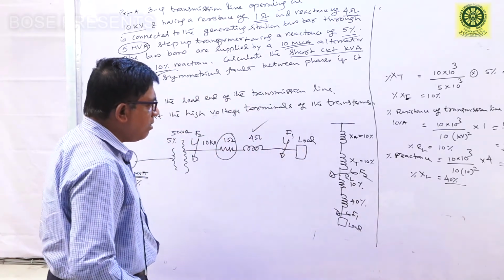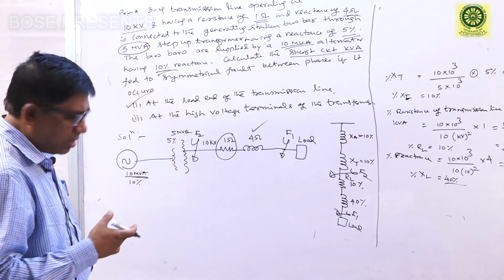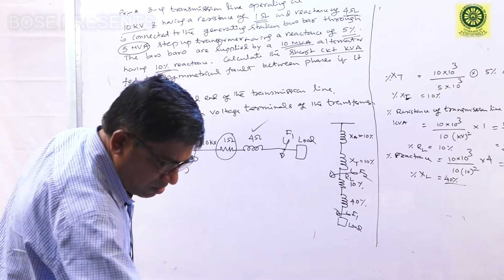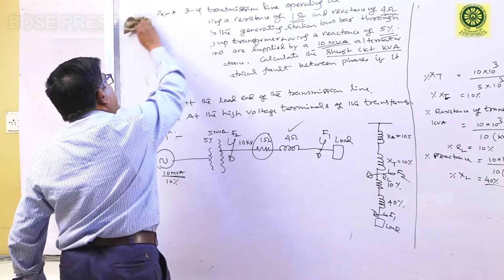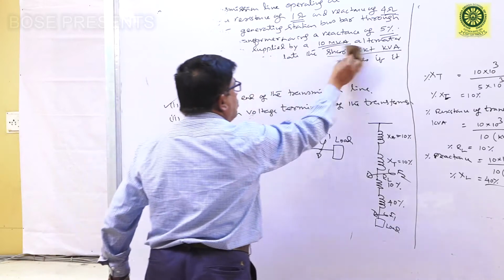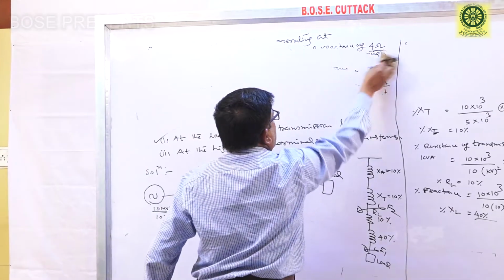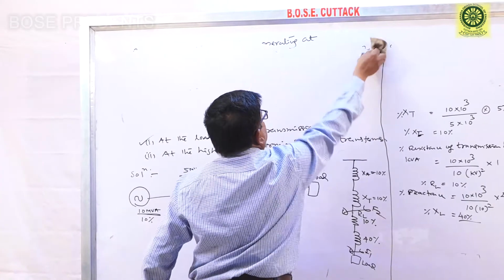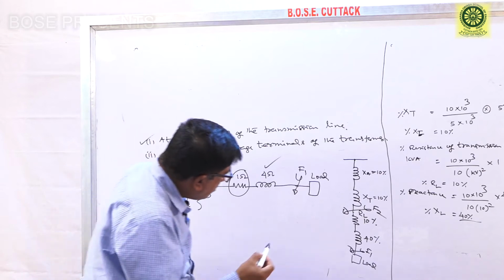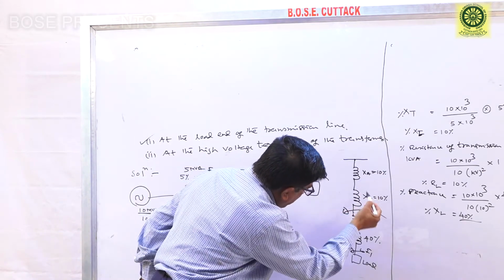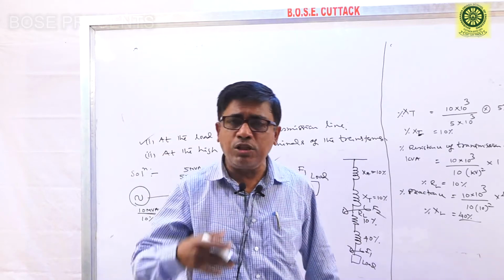So what is the formula? First I have to calculate the total impedance. How can I calculate the total impedance? You tell me. Very simple thing. Resistance is known, reactance is known, impedance is known. Now what is the reactance? Alternator, transformer, transmission line, all are connected in series. So what is the total reactance?